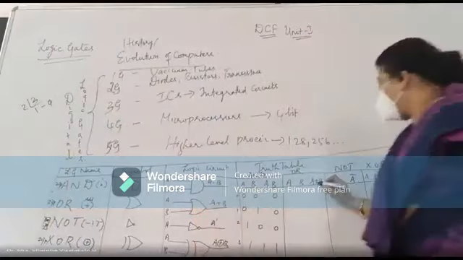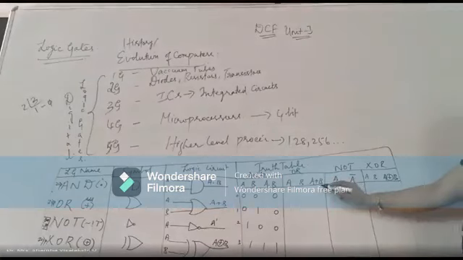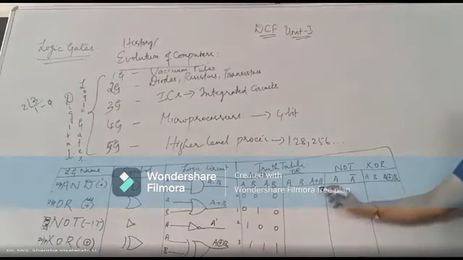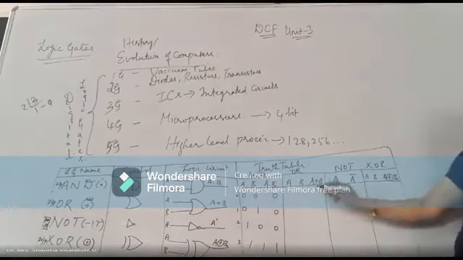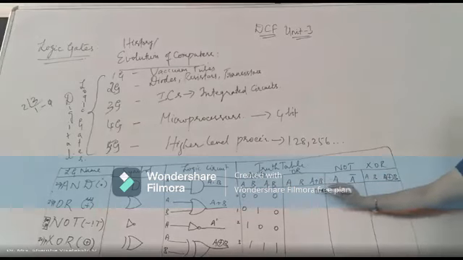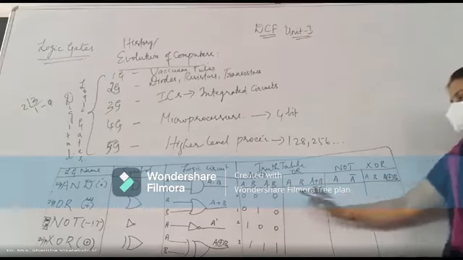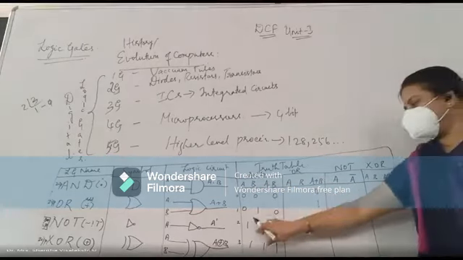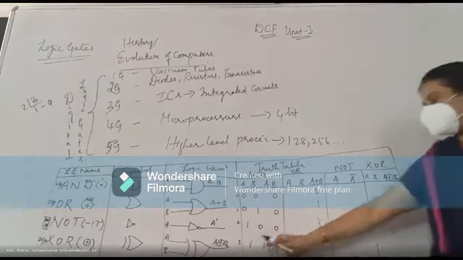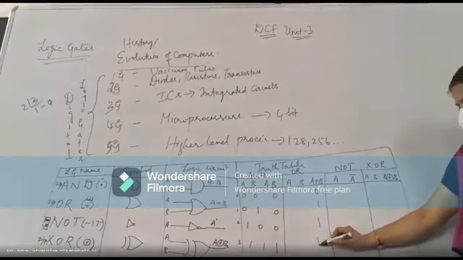Whenever we need to perform A plus B, what we need to do is add the input values. So 0 plus 0 is 0, 0 plus 1 is 1, 1 plus 0 is 1, and again 1 plus 1, 1 only you need to put it.